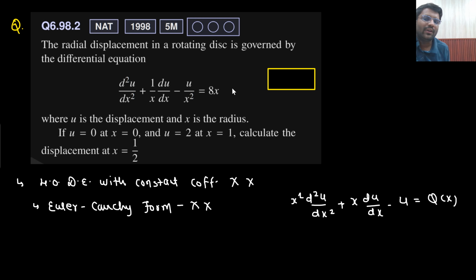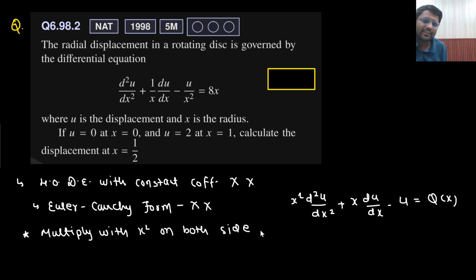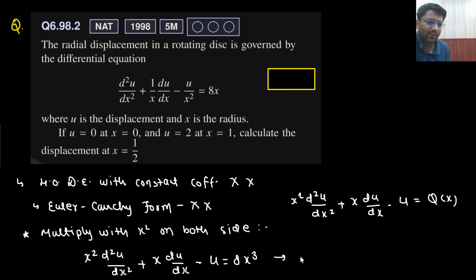I am not getting it, so what will I do? I will multiply with x square on both of the sides. After that your job is done. If you multiply with x square on both sides, what will you get? This will become, sir, x square d2u by dx square plus x du by dx minus u equals to 8x cube. There you go. So is it becoming the standard Euler-Cauchy form? Yes, standard Euler-Cauchy form.